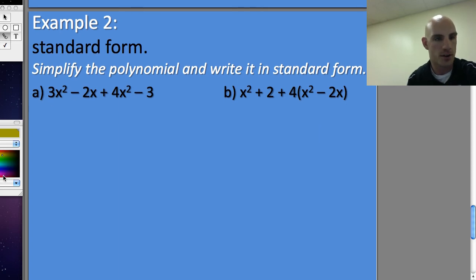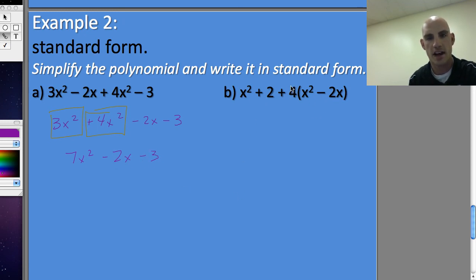So here's what I'm going to do first. First, I'm going to put it in standard form. So I've got this 3x squared plus 4x squared minus 2x minus 3. I put it in descending order, and now I can combine like terms. And if you want to, you can certainly circle your like terms like this, and we can say, I know that 3x squared plus 4x squared will be 7x squared minus 2x minus 3.